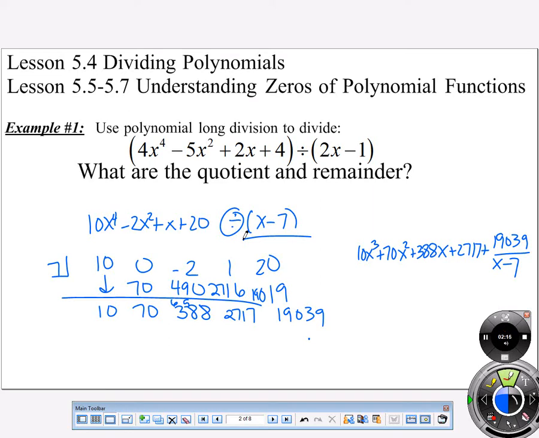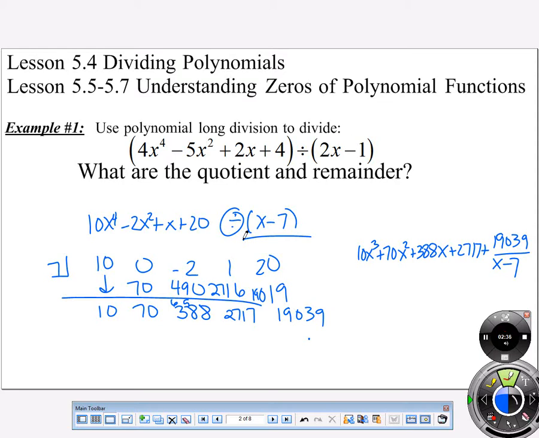Do I get to completely forget long division? No, because this only works for this scenario. So if you're asked another division problem, you still have to be able to complete that. So we have to keep those skills. It only works dividing by a binomial of degree 1. So what did I do?